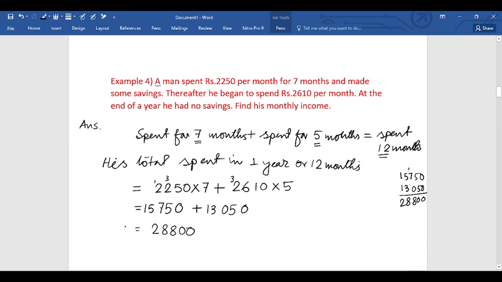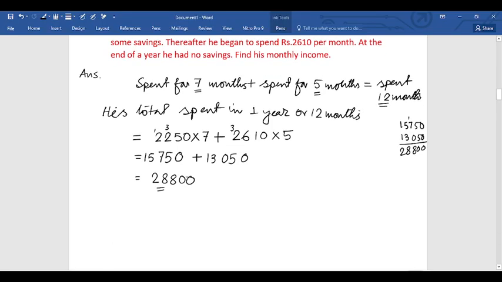Now at the end of a year, that means after 12 months, he had no savings. That means what he spent, he earned that much. That's why he had no savings. Now find his monthly income. Now this is what he spent in a year. That means this much he earned in a year.